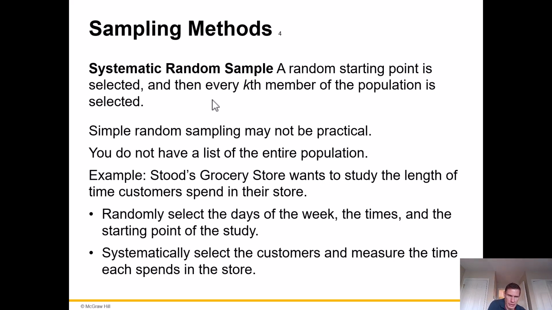By way of example, let's say that Stude's grocery store wants to study the length of time customers spend in their store. They randomly select the days of the week, the times, and the starting point of the study, and then they systematically select the customers and measure the time each spends in the store.